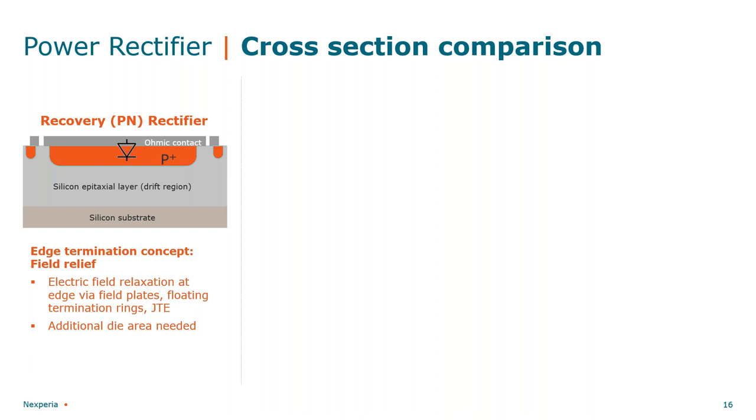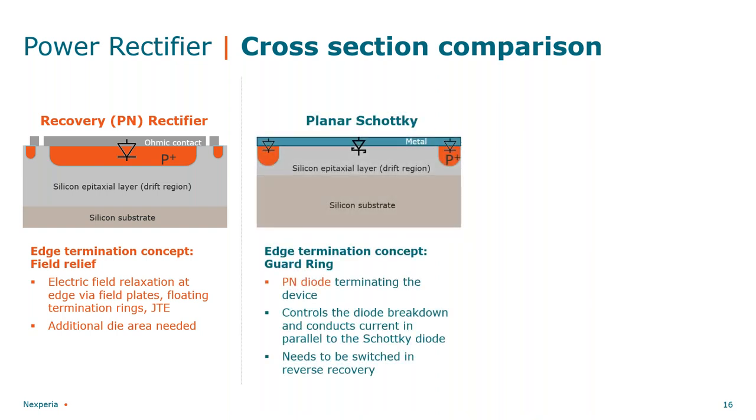For PN rectifiers there are a lot of concepts, but in general you try to relieve the electrical field at these edges with geometric approaches like field plates, floating termination rings, or JTEs. Fundamentally, you just need additional die area. We know that PN rectifiers are inferior in terms of switching just because they're bipolar in nature. So if we take the Schottky diode as, in principle, a unipolar device, we would argue that maybe this would be much better.